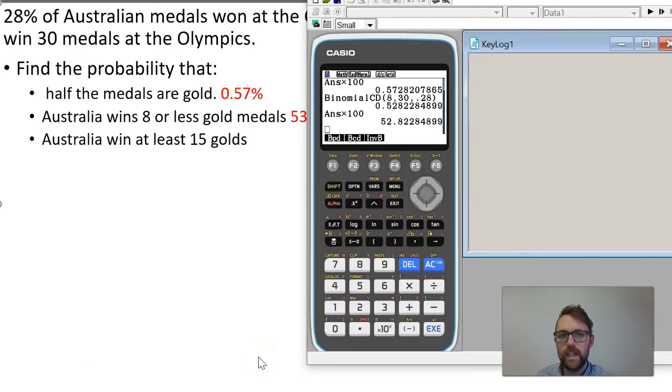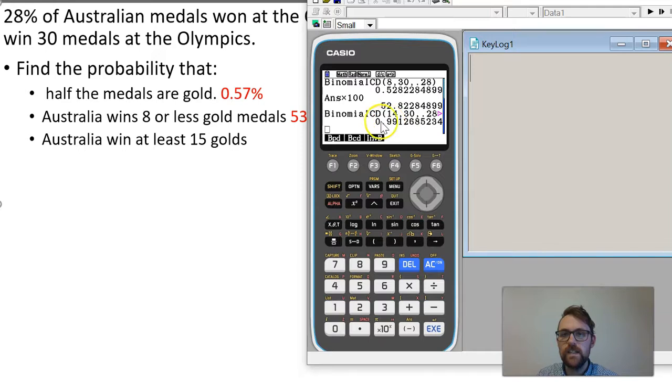The last number we're interested in is Australia winning at least 15 gold medals, which means 14 doesn't count. So 14 gold medals doesn't hit this criteria, but we want above that. Now, we're going to use our cumulative again. Oops, that's my dog. We're going to start by looking at 14. So 14 doesn't count, and this cumulative distribution counts down, so it's going to count 14, 13, etc. We're going to start with 14, out of a total of 30, with the probability of 0.28, and close the bracket. All right, we got 99%.